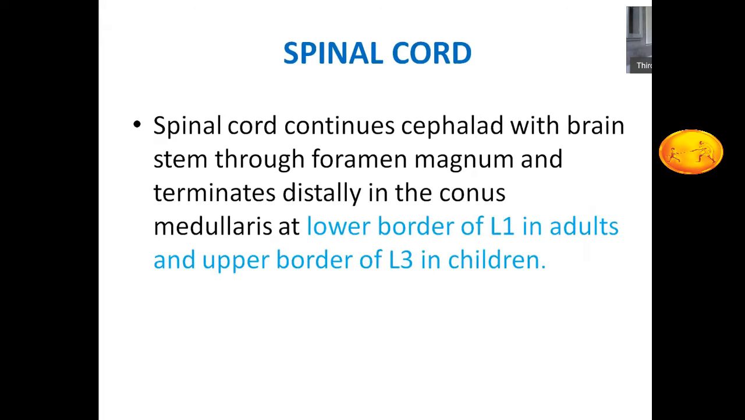The spinal cord is a continuation of the brainstem through the foramen magnum, and it terminates distally in the conus medullaris. There is a change in the level of the conus medullaris with age. It ends at the lower border of L1 in adults, whereas it ends at the upper border of L3 in children. So whenever we give spinal anesthesia, we should know the age of the patient and the termination of the conus, because when we are pricking the needle, we should avoid trauma to the cord.